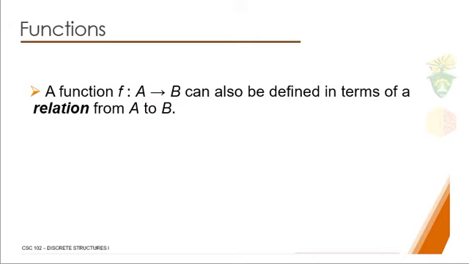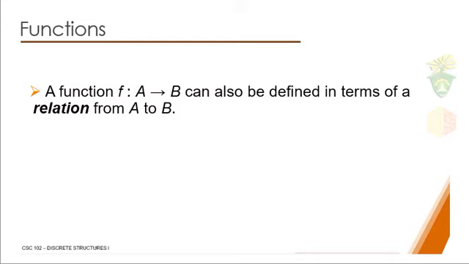So in that case, we call it a function from set A to B, in the relation. Remember, all functions are relations, but not all relations are functions. Because if we have a relation from A to B, an element of A can have multiple relations to elements of the set B. So not all relations are considered functions.